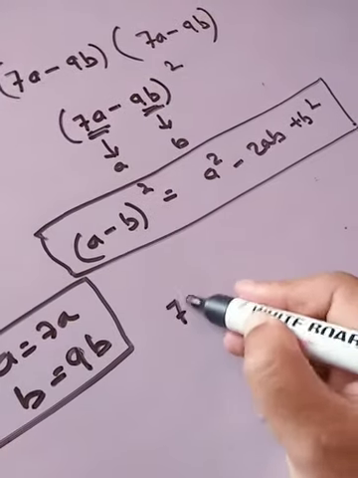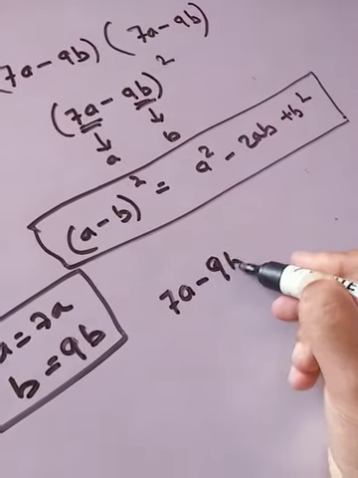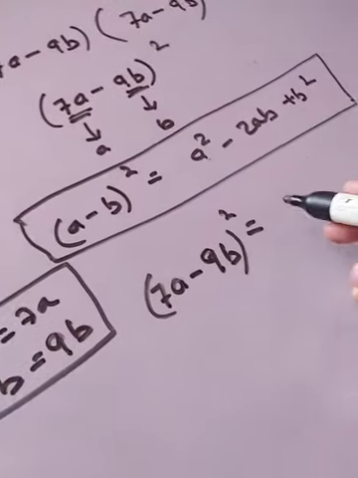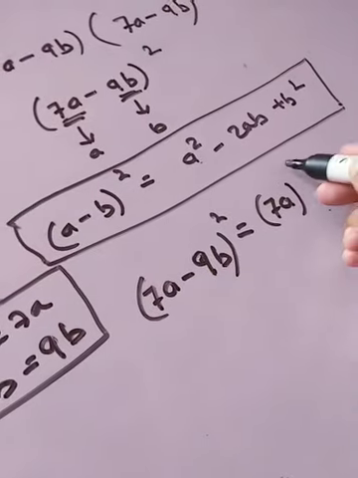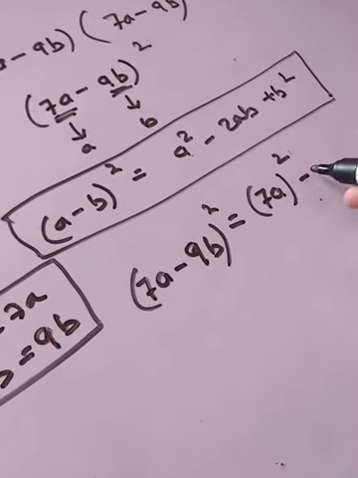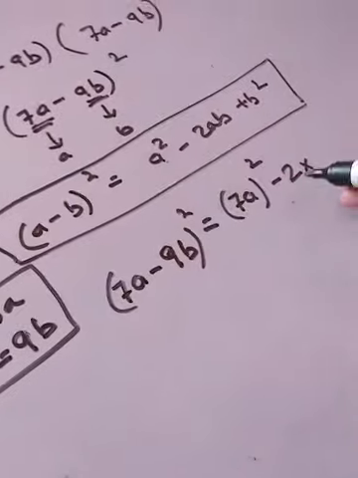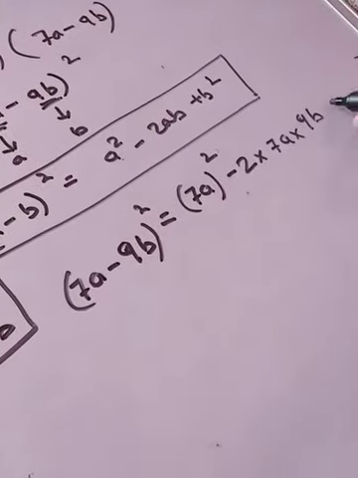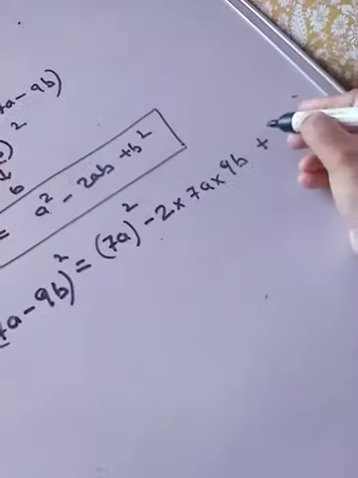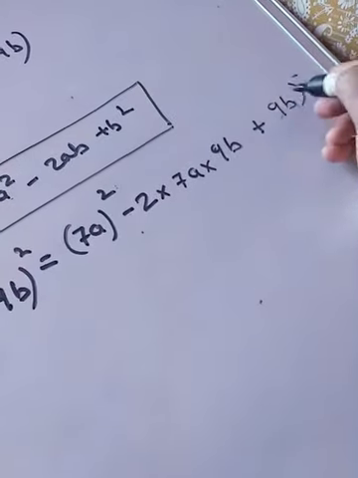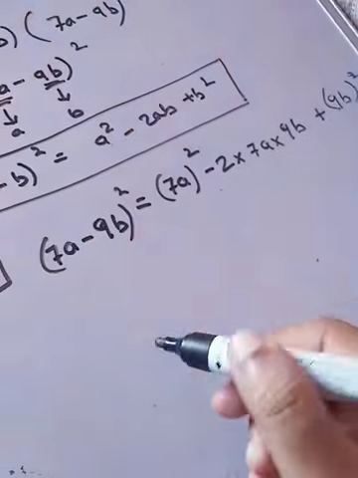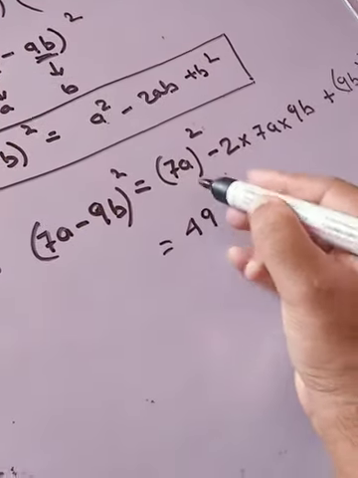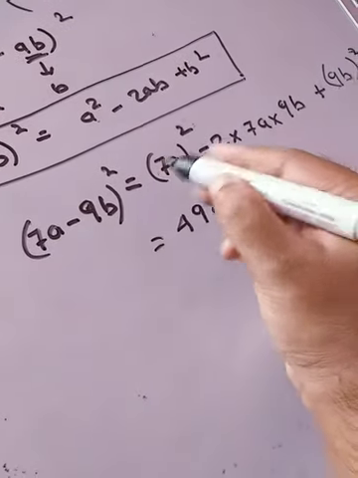So we'll write this: 7a minus 9b whole square. So what is the first thing we have to write? A square. A square means 7a squared. Then 2ab means 2 into a, which is 7a, and b is 9b, plus b square. B is 9b. So we'll write 9b whole square. Okay. So we'll solve it. 7 sevens are 49. A into a, a square. So this part is done.